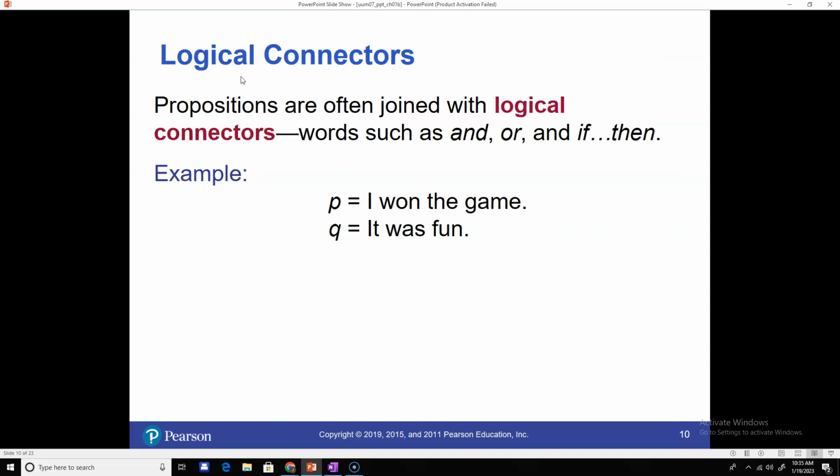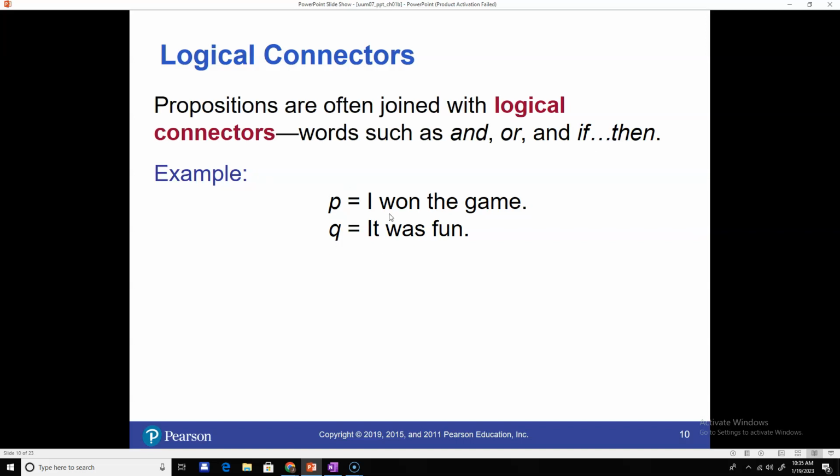Okay, so now we start talking about connectors, and the three that we're going to discuss today are and, or, and if-then. We have to be a little bit careful about or because sometimes the way we use or in English is different than how we use it in logic. So we'll talk about that in a moment. A lot of times we'll have these conjunctions in sentences. So and, or are conjunctions, and if-then is known as an implication.